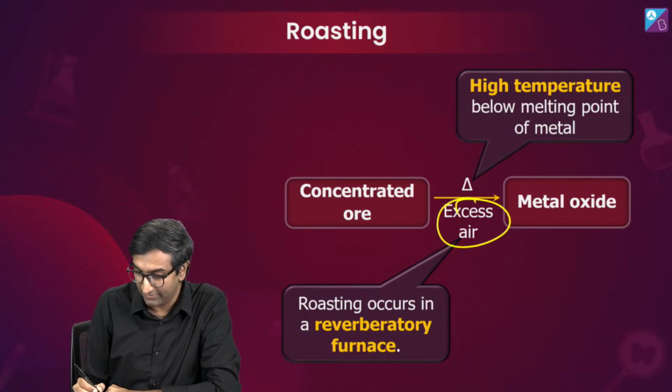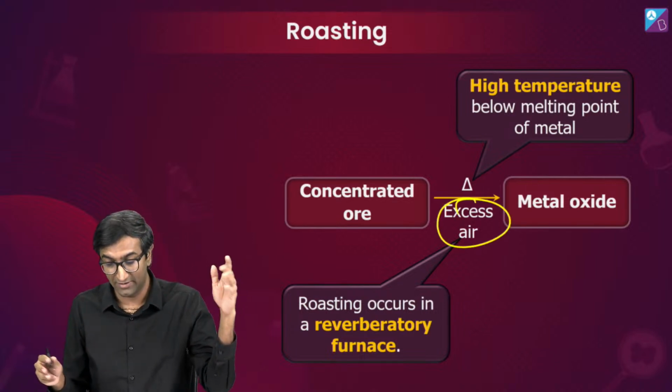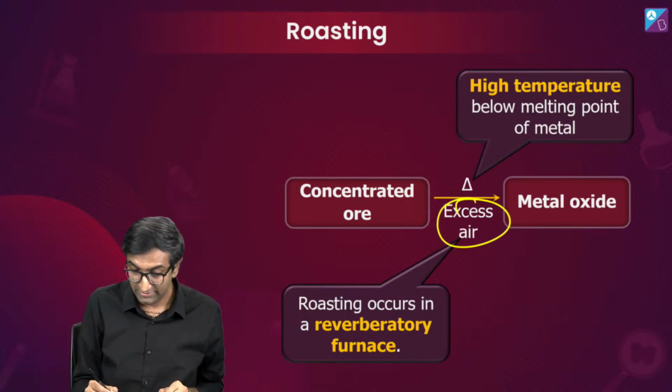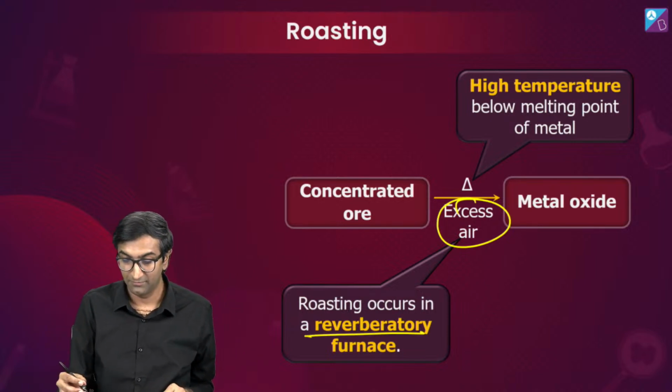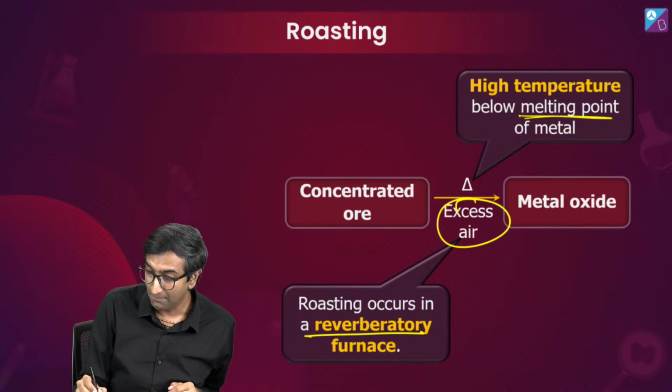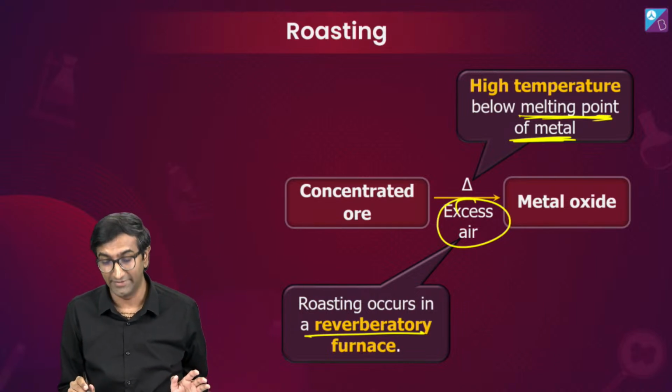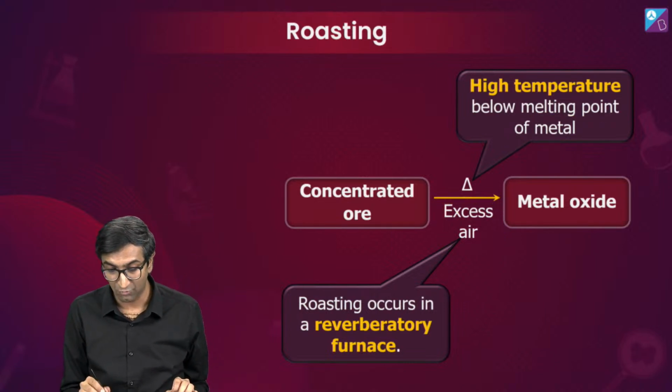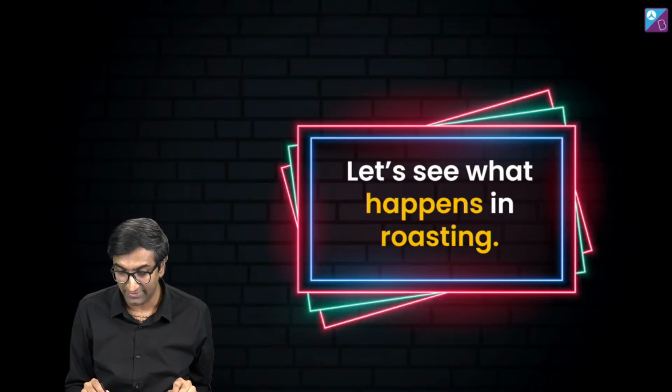Here, lot of air. Okay? Lot of air. Roasting, chana, peanuts, whatever. Here you use something called a reverberatory furnace, and this is also done at high temperature. This is an important point. Below the melting point of the metal. I don't want to do that as yet. Okay? Below the melting point of the metal. That's important. Okay? That's it. It's as simple as that.